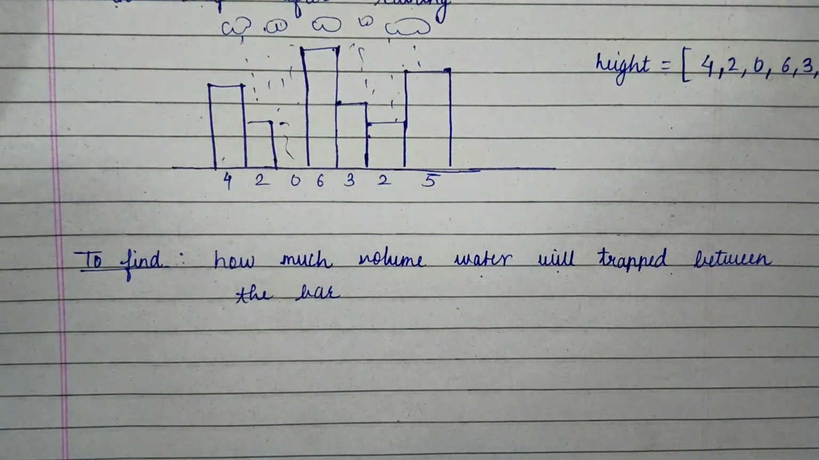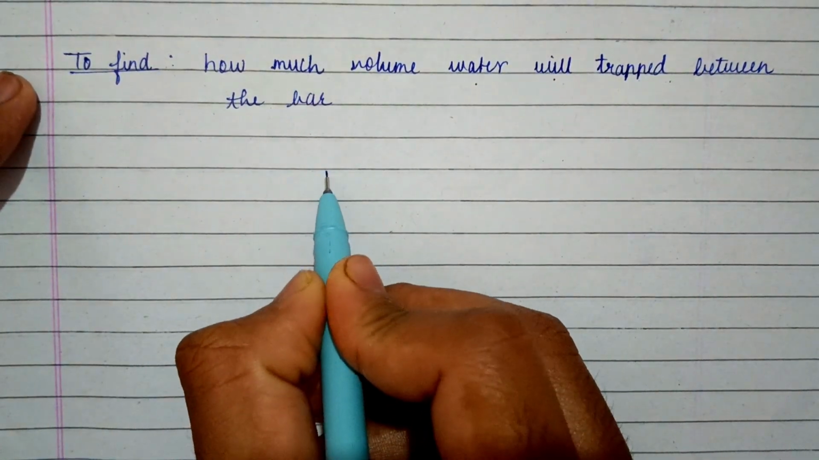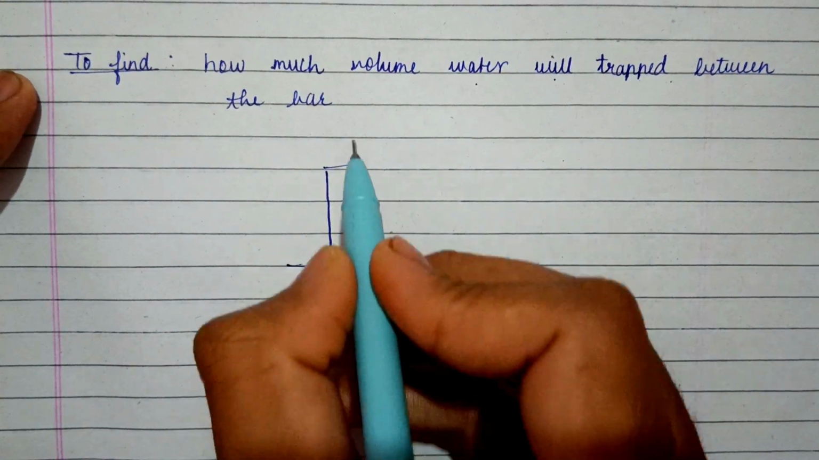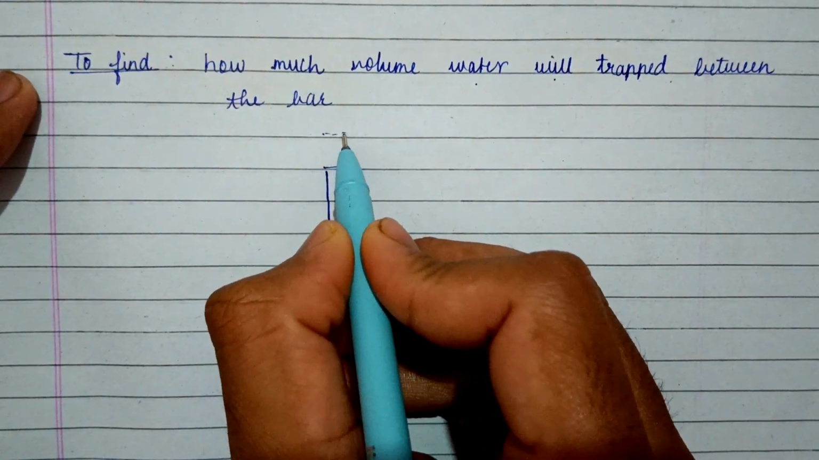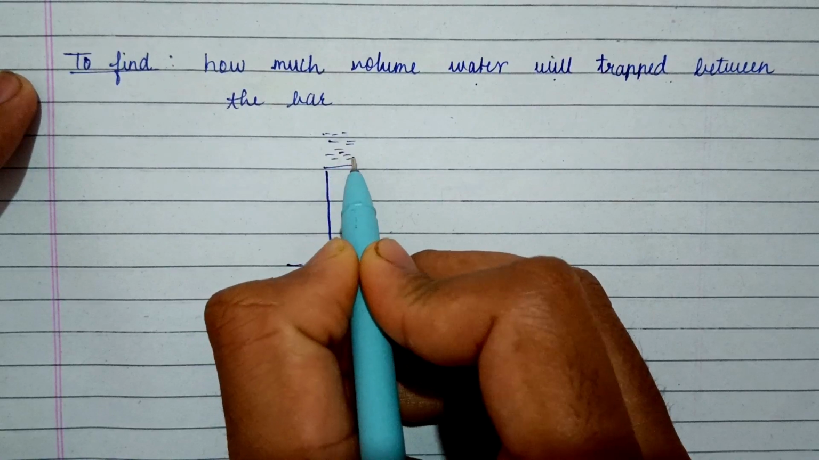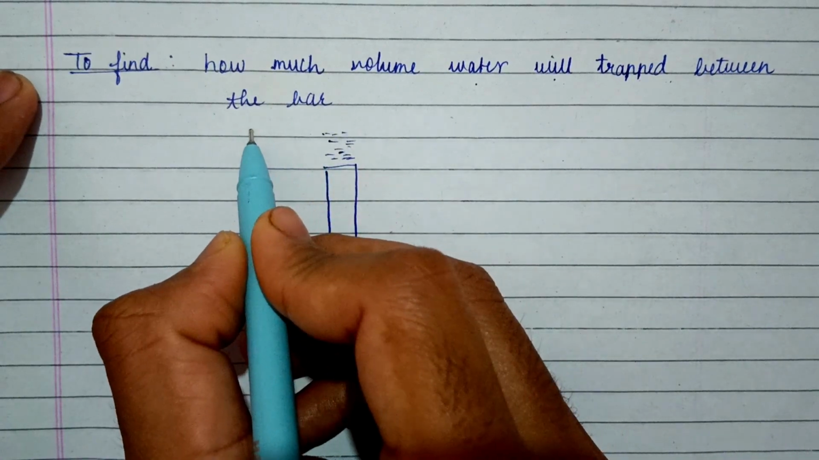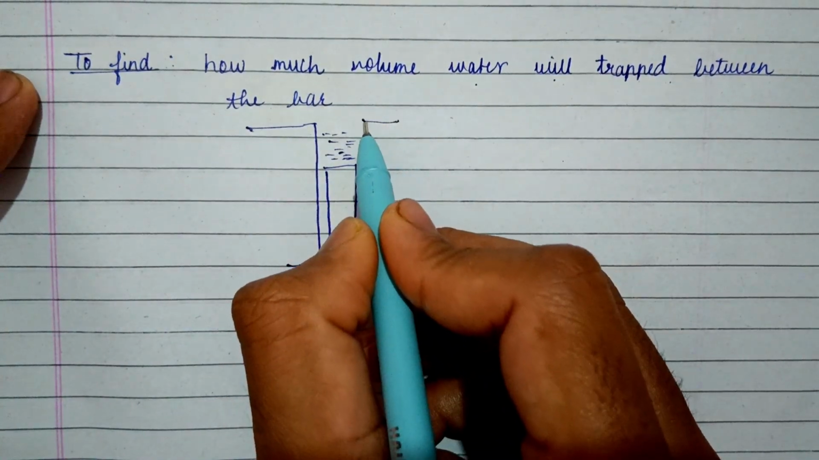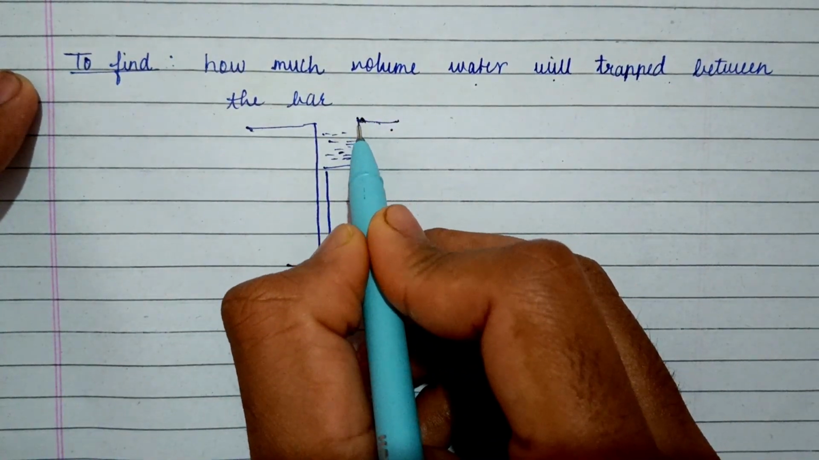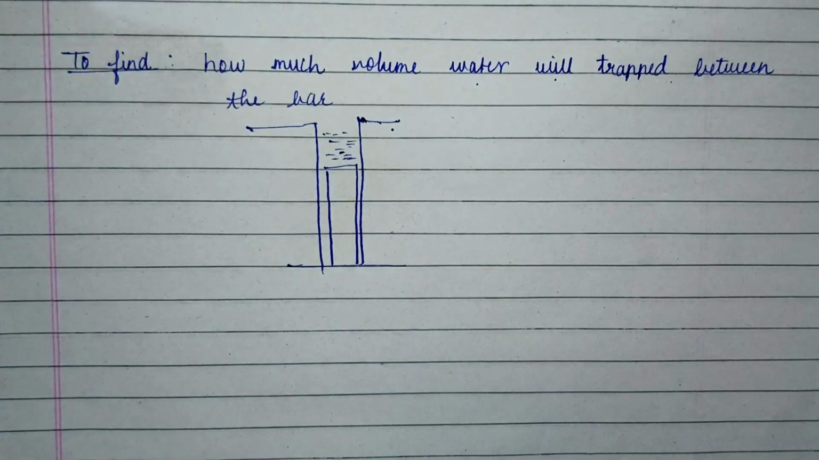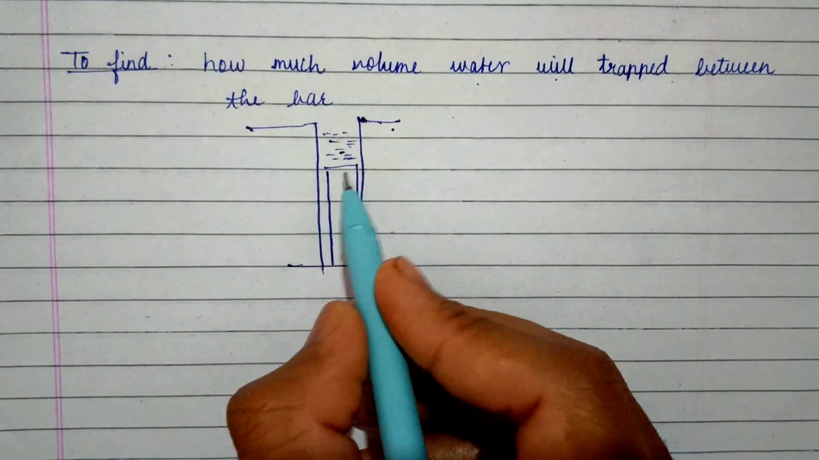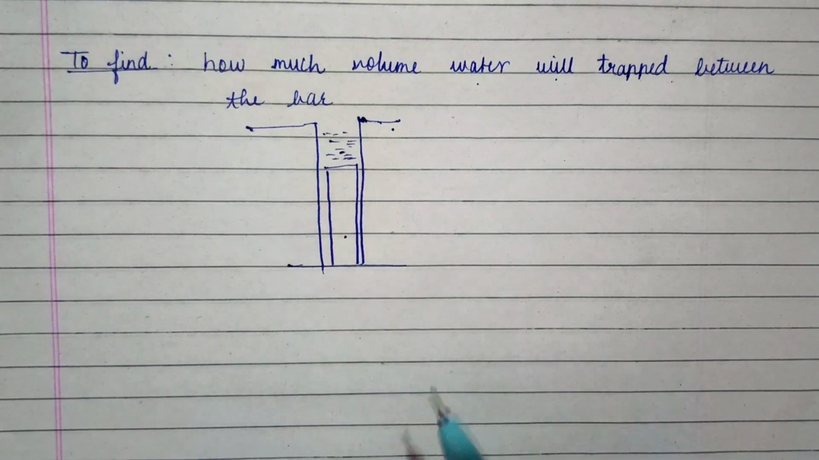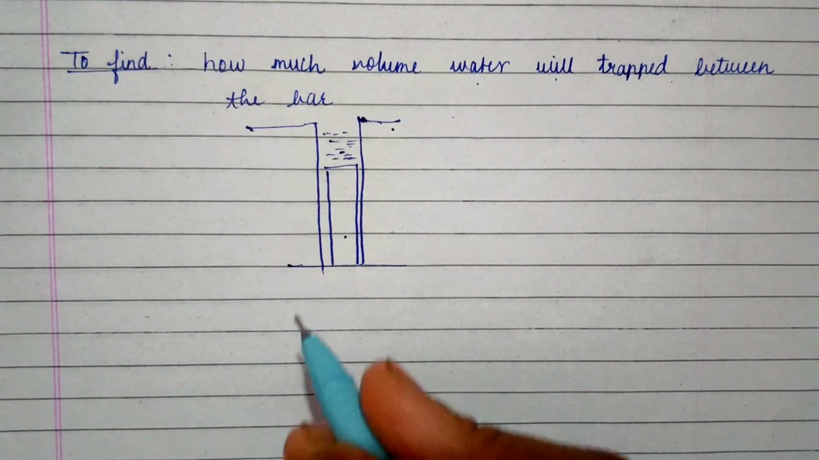Suppose there is a single bar, and suppose there is some water trapped on the bar. Here are some bars and here is some bar. Then only the water will trap. If there is no bar on both the sides, then the water will spill out.